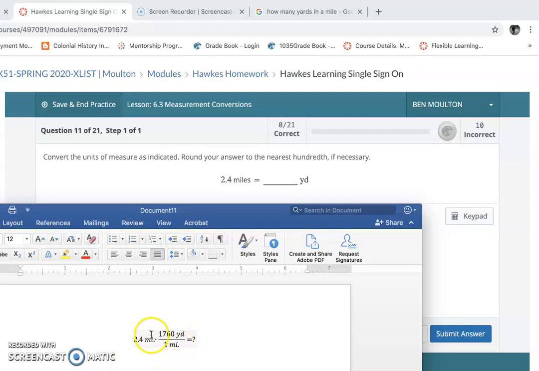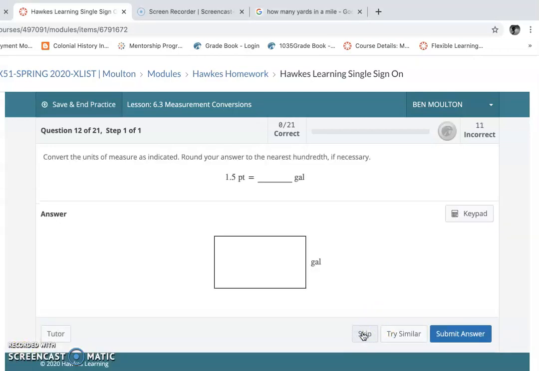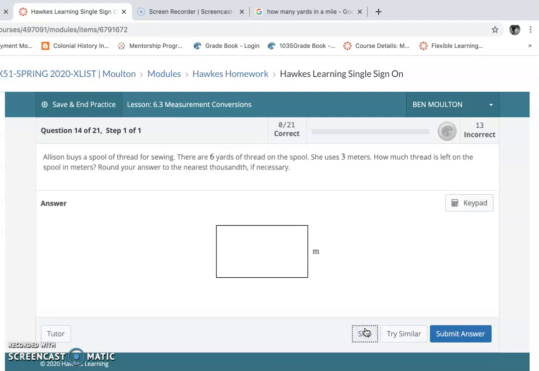Now, on a test, all these crazy conversions, I would give them to you on a test. You just got to know what to do with them. That's the tricky part. All right, this next one, same story. You're going to convert from pints to gallons. Find your unit conversions, and I think you should be okay after that. Fluid ounces per quart, same thing.